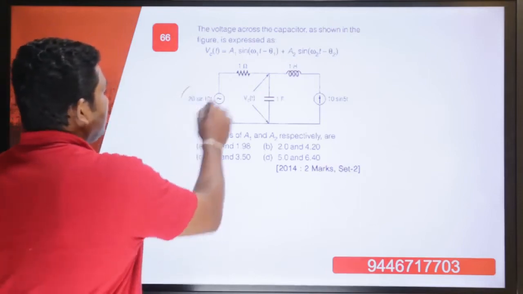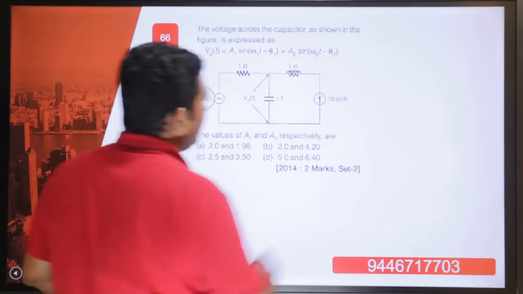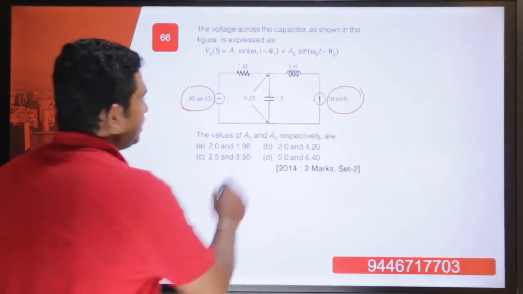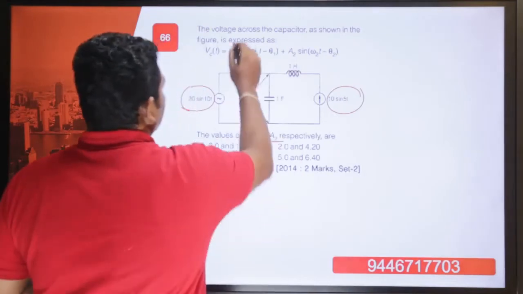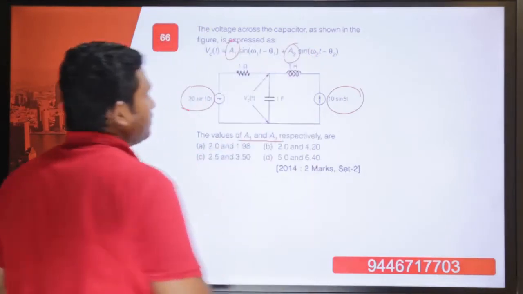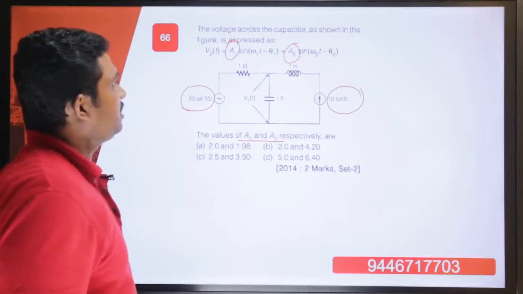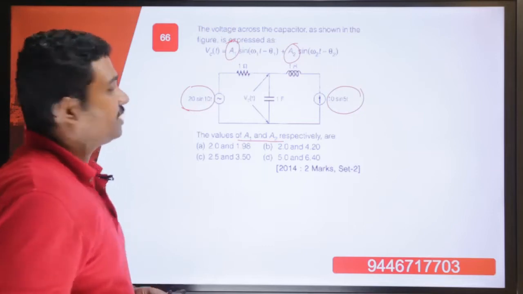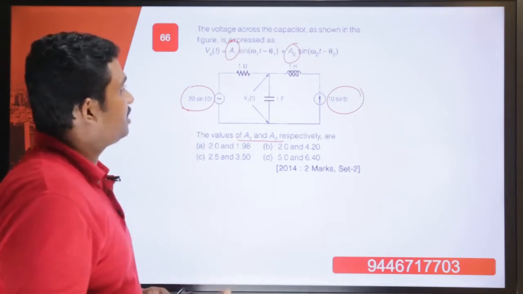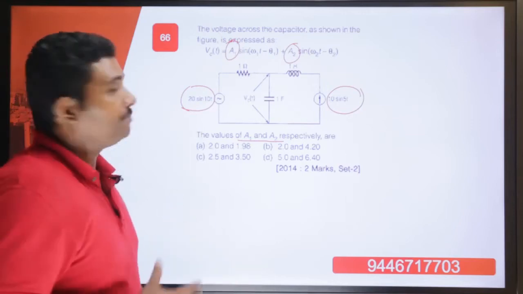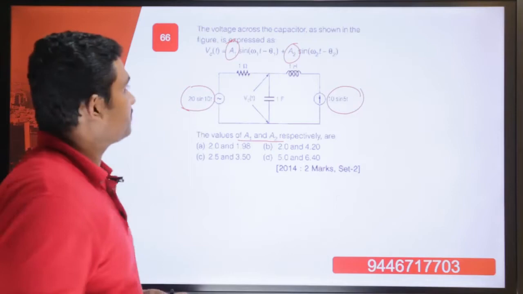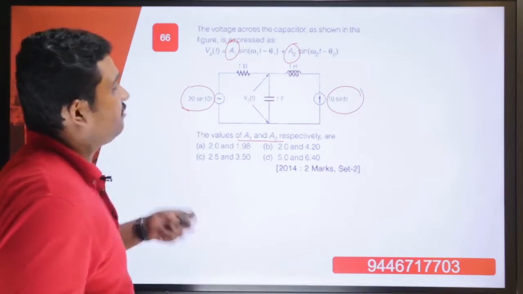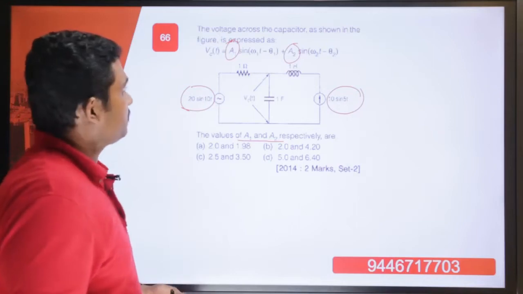Here we can see that this is 20 sin 10t and here this is 10 sin 5t. The values of A1 and A2 respectively are to be found. So this is A1 and this is A2. So we will have to make a similar equation in the same format as Vc of t is given. Once we make similar equations, it will be easy for us to compare the equations and find out the values of A1 and A2. So this is the figure that is given. So we will have to make an equation for Vc of t.